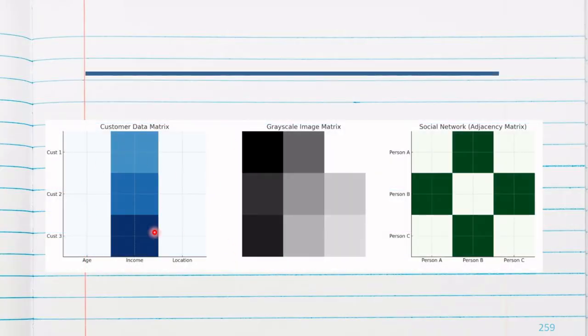So these are the examples. Customer data: here for 3 customers, and these columns represent the features, that is age, income, location. Then again the image is there. The pixels represent the brightness of the image. Social network is represented. If there is a relationship between person A and C, then it will be represented as 1. Otherwise, it is represented as 0.